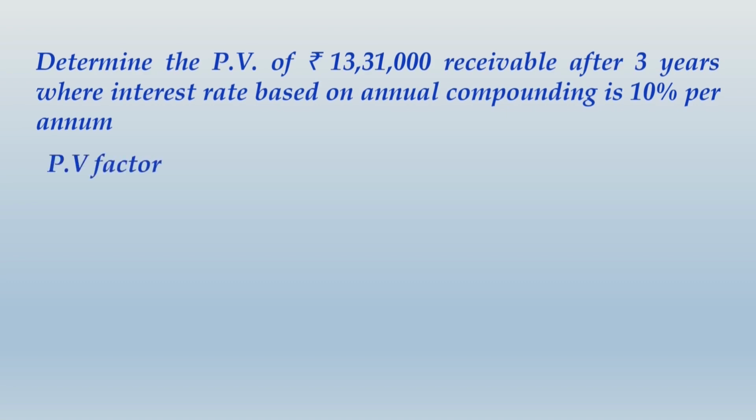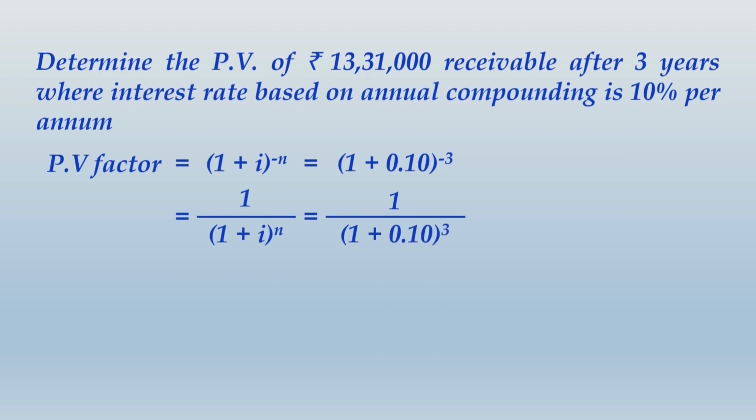So present value factor, PV factor, will be expressed as 1 plus I raised to minus n, that will be in this case 1 plus 0.1 raised to minus 3, and that will be actually expressed as 1 upon 1 plus I raised to n, means 1 upon 1 plus 0.1 raised to 3. And when you do it on your calculator, what we are getting is a factor like this, 0.7513148009. This is the entire value that will appear on your calculator screen.